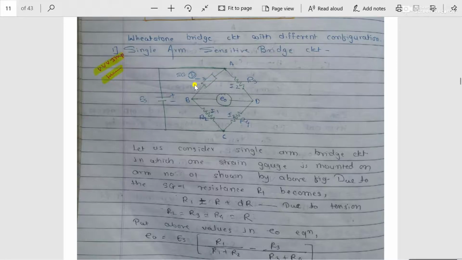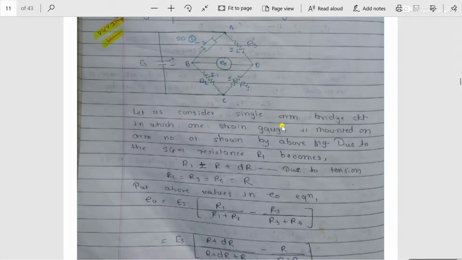Therefore, if this strain gauge comes in contact with the loading, its resistance increases, and I have to consider these assumptions while deriving the output of this single arm sensitive bridge circuit. Which conditions do I have to consider? I have to calculate the value of R1. What does R1 represent? R1 represents the resistance of strain gauge 1, which is mounted on arm number 1.